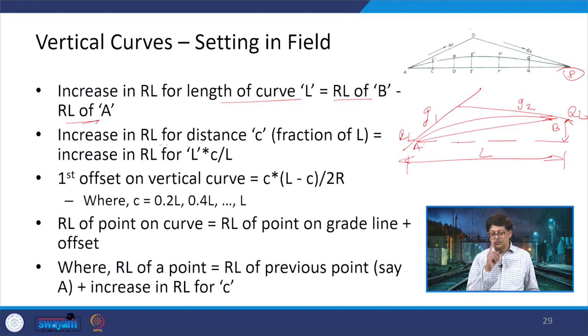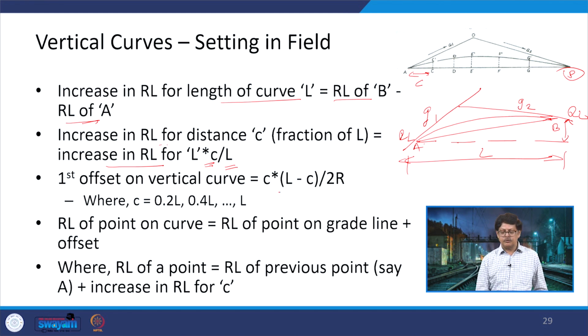So, once it is known, now if you have to find out for a chord length, chord length means you are talking between A and C. So, this is chord C. For that C, it will be increase in RL for the length L multiplied by C divided by capital L. So, with respect to L this was the value. So, for 1 it is the difference divided by the length L, and for the distance C it is multiplied by C, that is the simple thing.